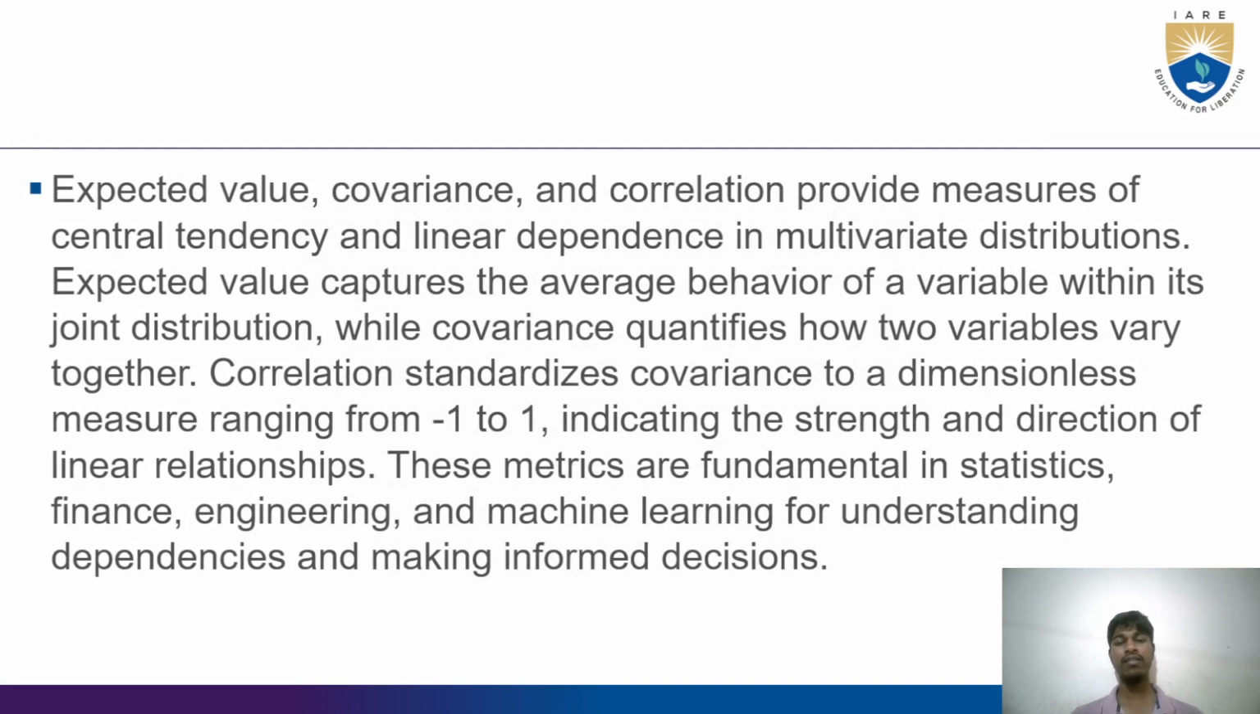Expected value, covariance, and correlation provide measures of central tendency and linear dependence in multivariate distributions. Expected value captures the average behavior of a variable within its joint distribution, while covariance quantifies how two variables vary together. Correlation standardizes covariance to a dimensionless measure ranging from -1 to 1, indicating the strength and direction of linear relationships. These metrics are fundamental in statistics, finance, engineering, and machine learning for understanding dependencies and making informed decisions.